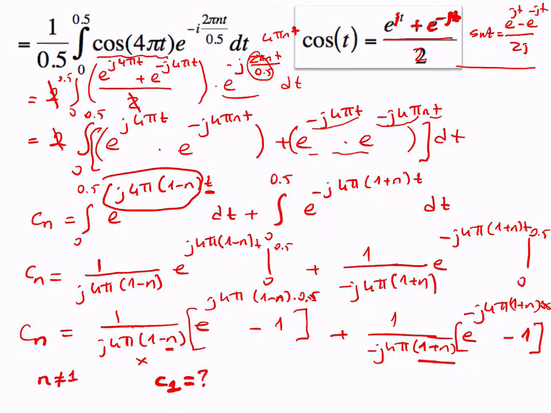And for n not equal to 1, if I come here and look at this part, arkadaşlar, first, okay? So e to the power minus j 4 pi times 0.5, it's 2 pi, 1 plus n minus 1, okay?